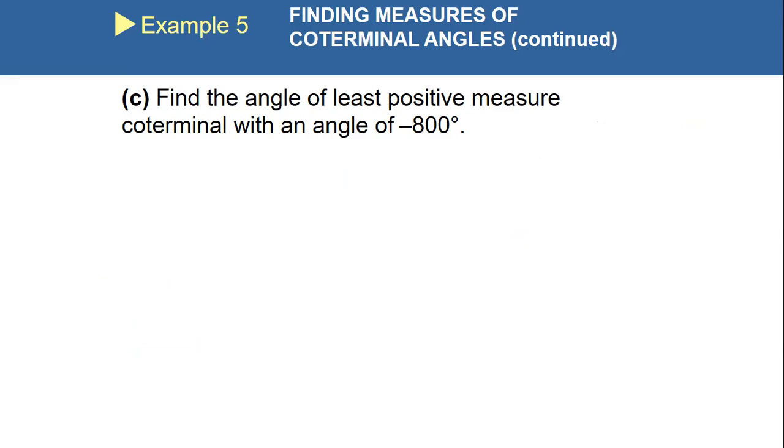All right. Find the least positive measure of the coterminal for negative 800. Oh, you want us to do it? I clicked the button to be that. You saw nothing though. Still practice.